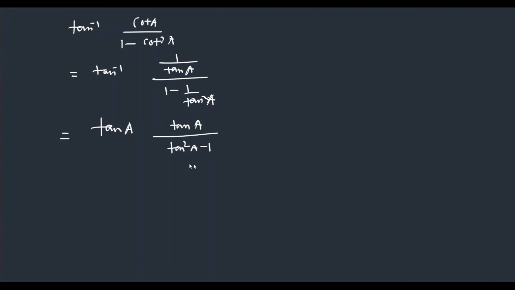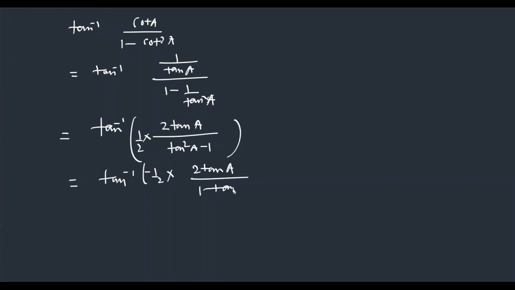One tan cancels out. If you want to write these in the standard form of 2 tan a, we require 2 here, so we put 1 by half. Next, the denominator we have to change. So it is minus half into 2 tan a divided by 1 minus tan square a, so that we can use the formula. It is a minus sign. So tan inverse of minus half, this will be tan 2a. Now I will take the negative outside, it will be minus tan inverse of 1 by 2 tan 2a.